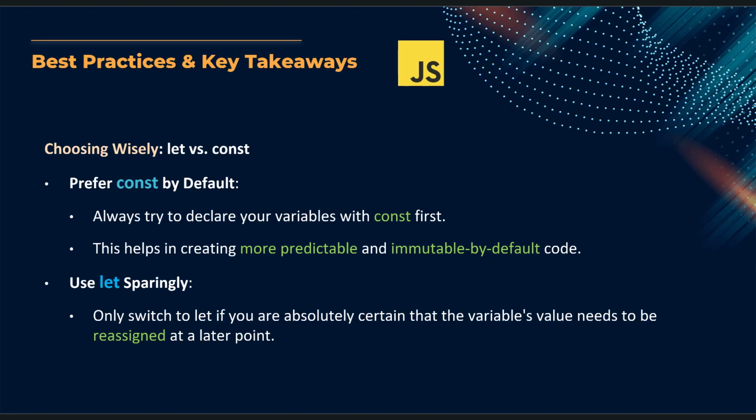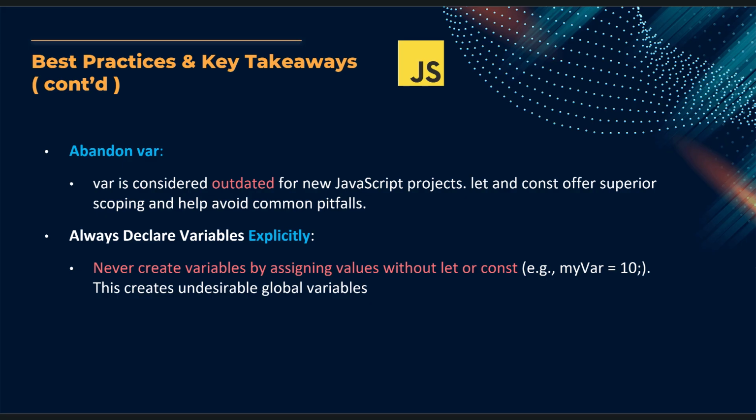So, how do you choose between let and const? Prefer const by default. Always try to use const first when you declare a variable. This helps make your code more predictable. Use let sparingly. Only use let if you are absolutely sure that the variable's value needs to be changed later on. Abandon var. Remember, var is outdated for new projects. Stick with let and const.